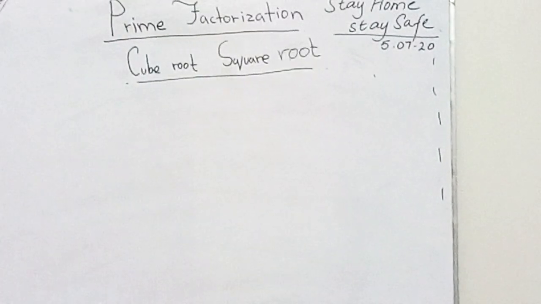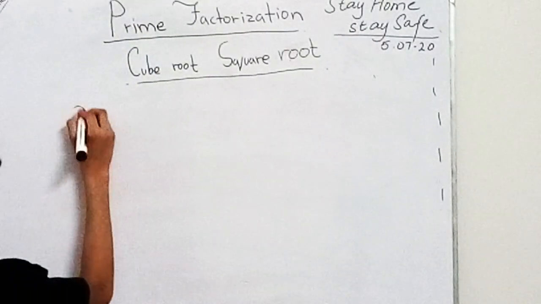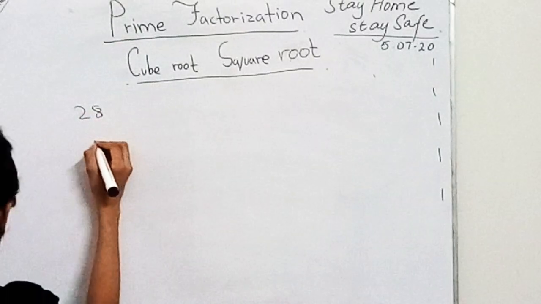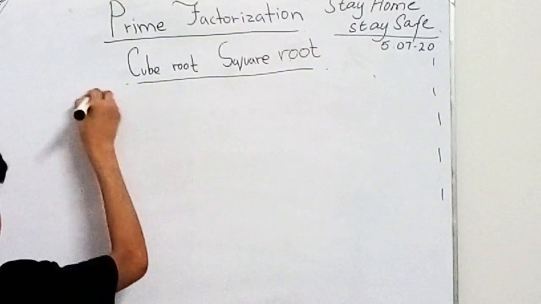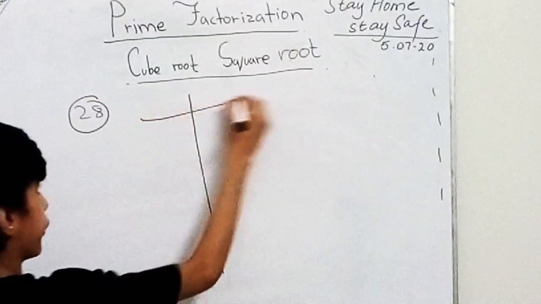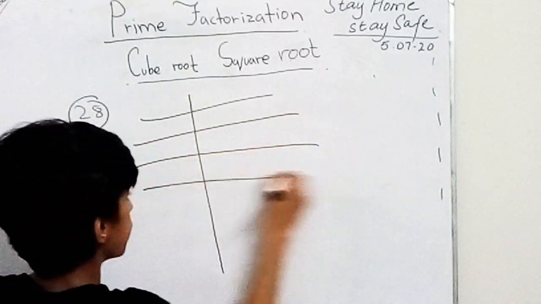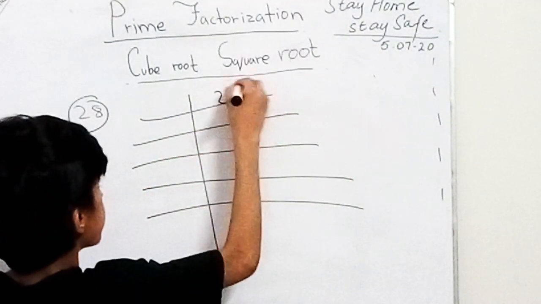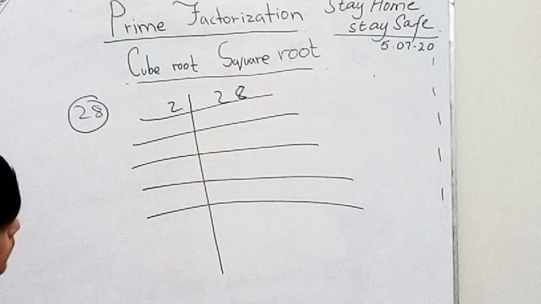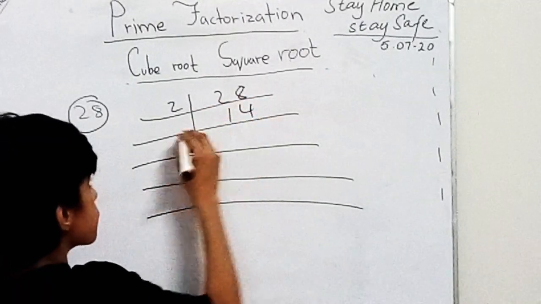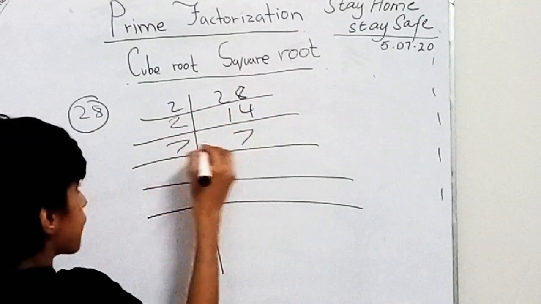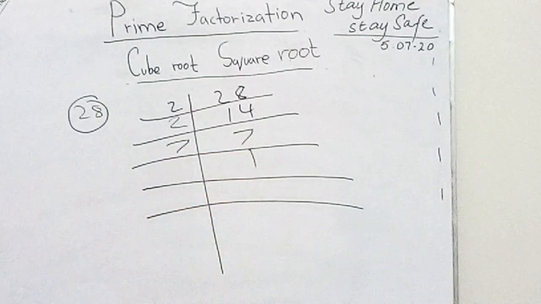Let's take a number, 28. Okay, this is the number. Let's put it over here. 28. 2 times 14 is 28. 2 times 7 is 28. 7 times 1 is 28. So now what do we do?